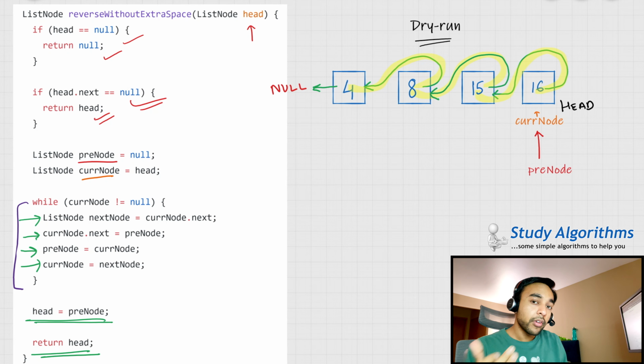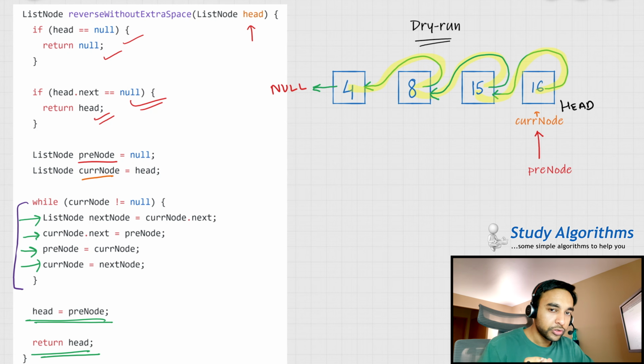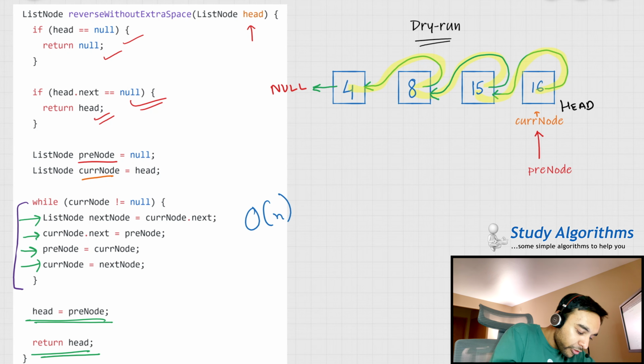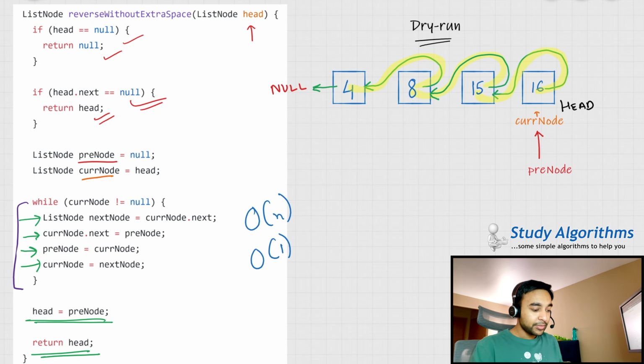So now, if someone will try to iterate over this list, he will start from the head, then go 16, 15, 8, and 4. The main advantage of this solution is the space complexity. The time complexity still remains order of n, that is because you have to traverse all of the elements. However, the space complexity of this solution is order of 1. That is because you are not consuming any new data structures. You are just using some temporary variables to swap out the pointers.